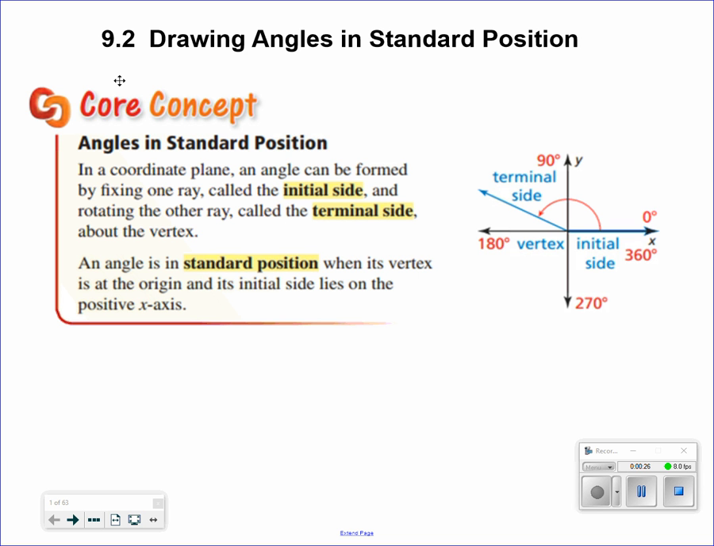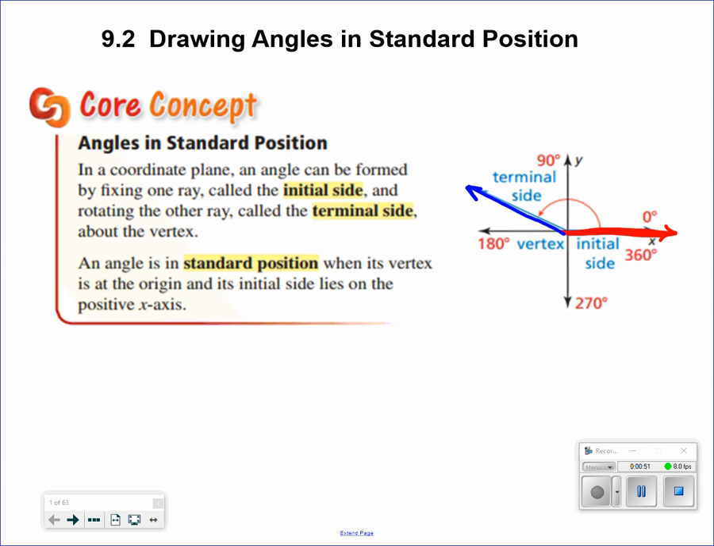Now, looking at the picture over here at the right-hand side, you'll notice that the initial side is always the positive side on the x-axis. Every single angle that you draw will start at that position. So that is the initial side. Then depending on how many degrees you go, this is referred to as the terminal side, basically where you're stopping. So again, drawing an angle measure.